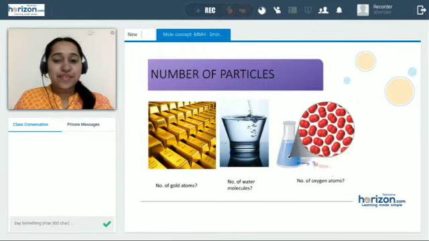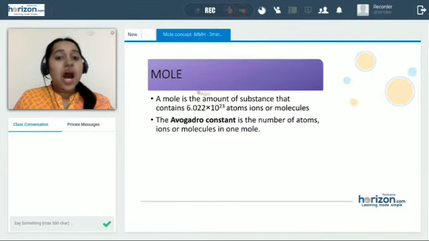But wait, amazingly, chemistry has an answer to it. That brings us to the concept of mole. So, what is mole? A mole is the amount of substance that contains 6.022 times 10 to the power 23 atoms, ions, or molecules. In other words, these are the particles. The particles are atoms, ions, or molecules.